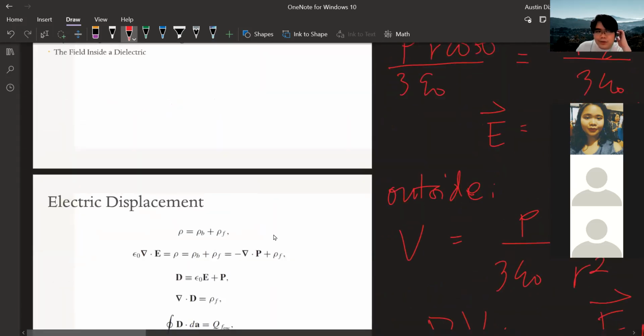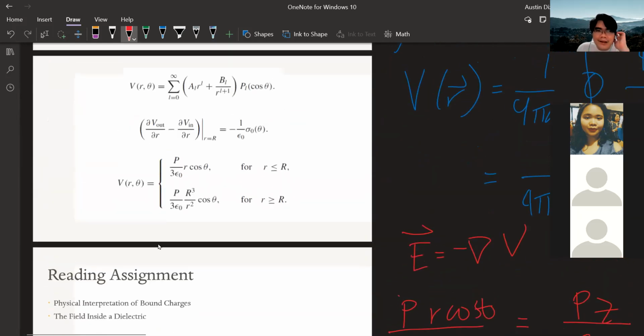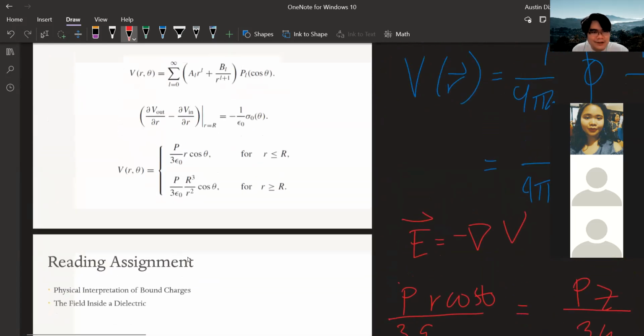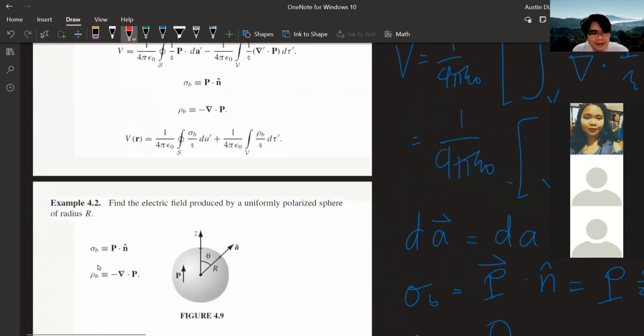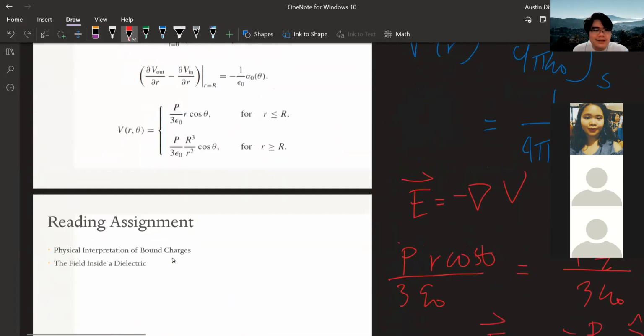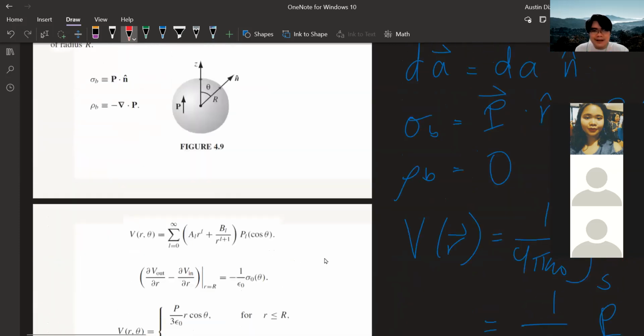Okay, now what we want to do. What do we want to do? Tapos na pala yung lesson. Okay, reading assignment. Siyempre, hindi kayo convinced sa mga pinagsasabi ko ngayon, di ba? So, sa Griffiths, meron siyang physical interpretation of bound charges. So, yung bound charges mo ay ito again, yung sigma B at rho B. Okay? So, kung gusto mo maintindihan palalo yun, you can read this. The field inside the dielectric, meron din siyang topic for that. Kasi parang arbitrary naman pinaggagawa natin.